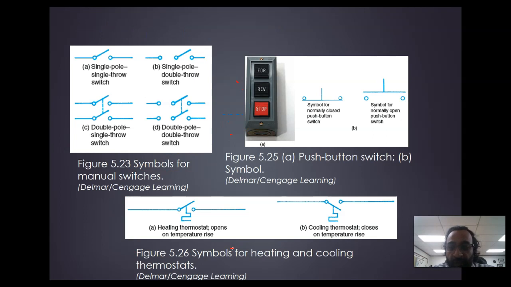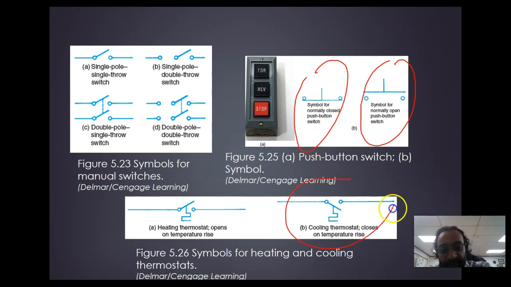More pictures about relays and switches, and also normally open push buttons, and engaging and disengaging. Thermostat. So looking at the thermostat, what makes this one a cooling thermostat and this one a heating thermostat?